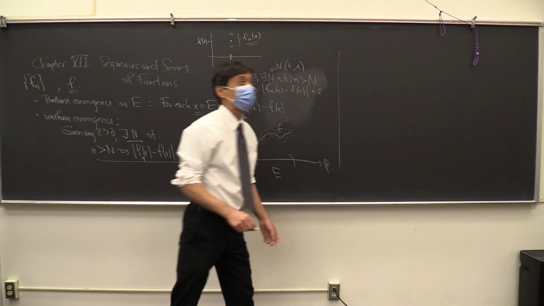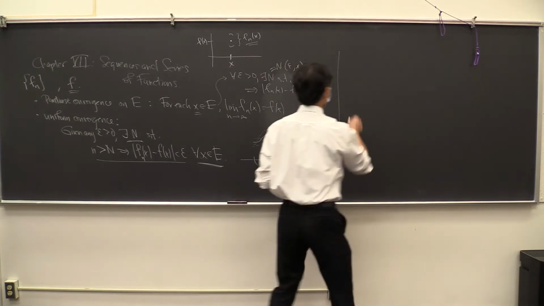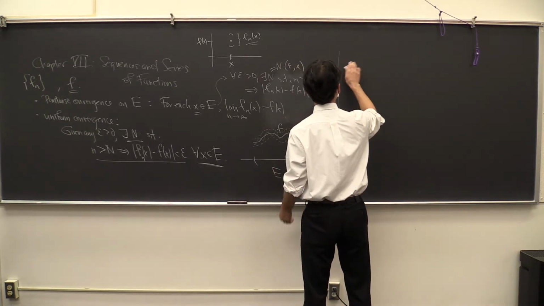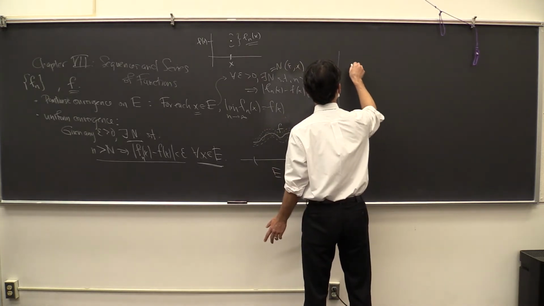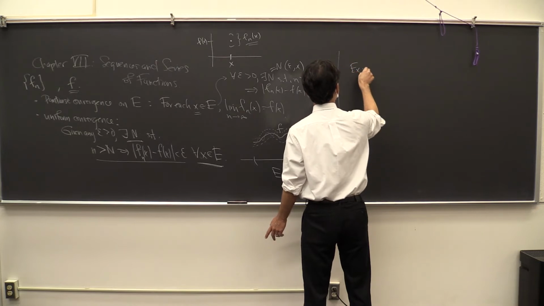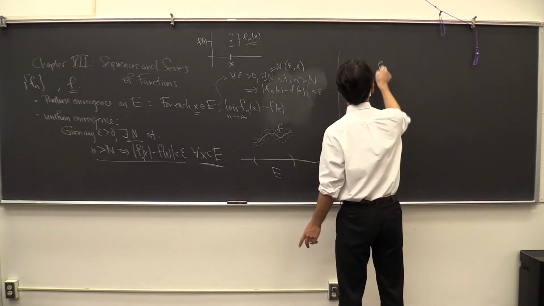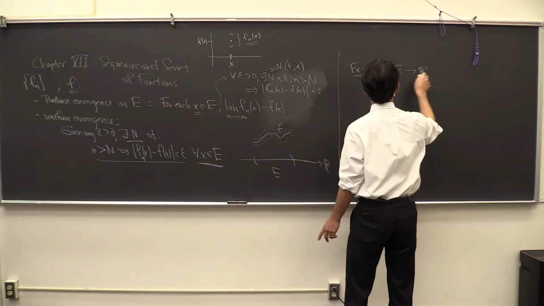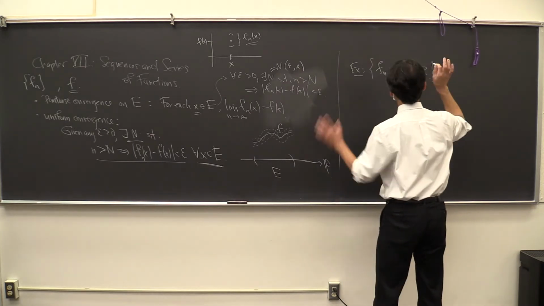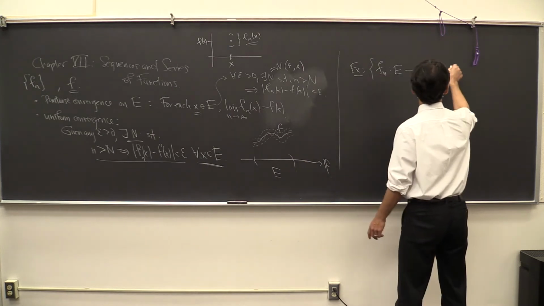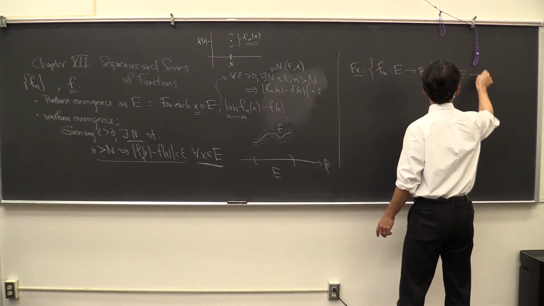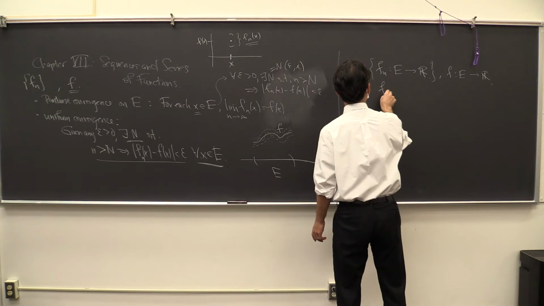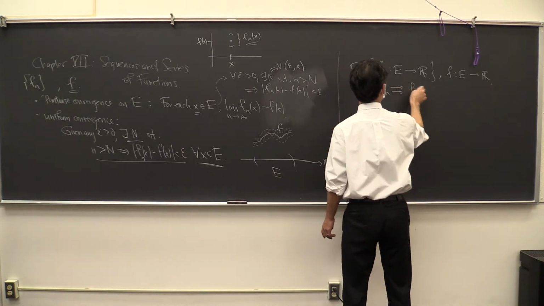Okay, so I don't know if this will work, but let me give you an exercise to remind you, give you something to wake up on. So the exercise is, suppose you have a bunch of functions on some set E, and let's say that E is a subset of R, doesn't really matter, and you have some function f, and these functions, the f_n, converge uniformly to f.